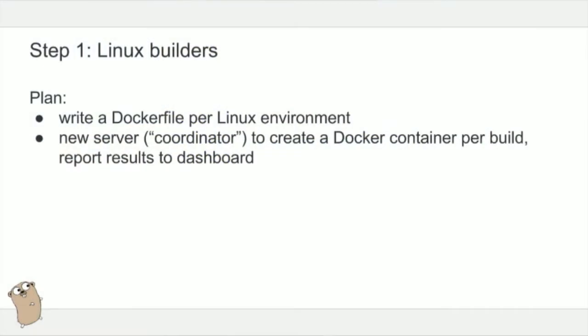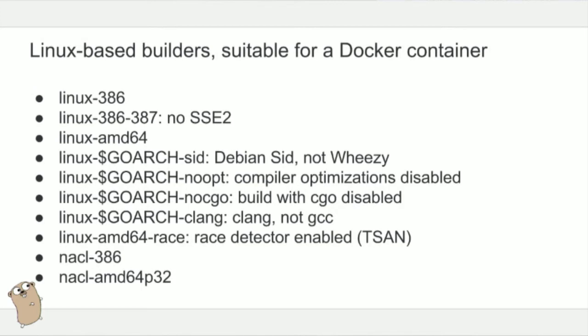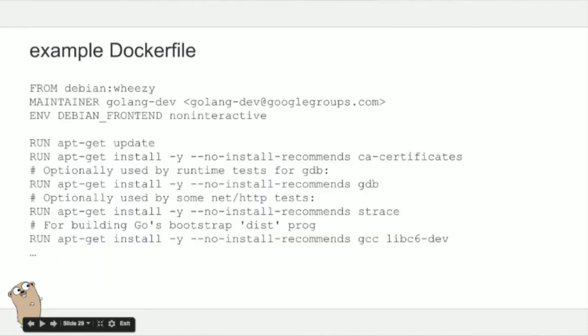So we started with the Linux builders because Linux is easy. I wrote Docker files for our main environments. And then we had this new binary called the coordinator that basically runs every build in a Docker container and reports the results to the dashboard. So that covers a lot of them, not all of them, but it covers even the native client ones because it runs under that. Docker files are kind of what you would expect. Debian, we had some Ubuntu ones, and I think maybe some Arch ones, or maybe that wasn't done.